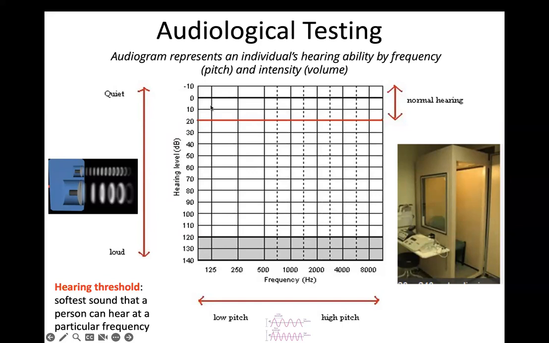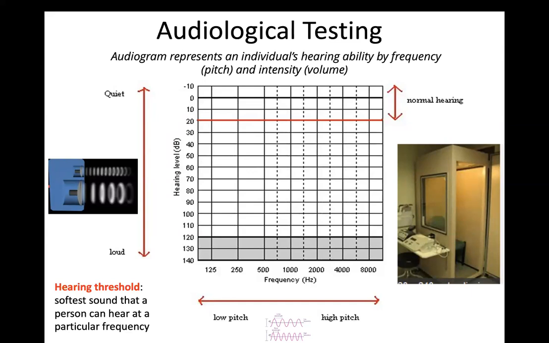He says no. Then they increase it to 10. Do you hear the sound? If he says yes, then they mark it right here. That's this patient's hearing threshold at 125 hertz. Okay. If he doesn't hear the sound, then they basically continue increasing it at this level, till he says, yes, I hear the sound. And that would be their hearing threshold. Okay. And they repeat this at every frequency level.